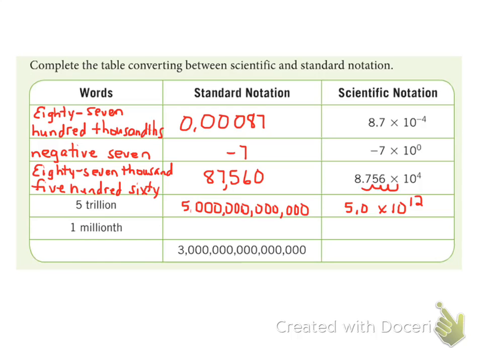The next one down, 1 millionth, with the TH on there means it's a very small number, it's less than 1. So we have 0 point, or just a point, tenths, hundredths, thousandths, 10,000ths, 100,000ths. The next position is millionths, so that's where we put the 1. That should be 1 millionth.